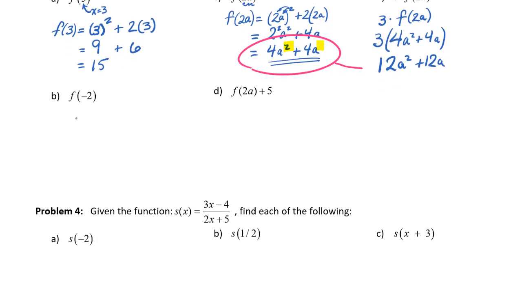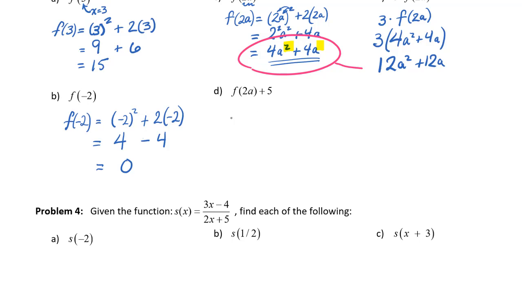For the next one, we have f of negative 2. So f of negative 2 equals negative 2 in parentheses squared plus 2 times negative 2 in parentheses. This will give me a negative 2 times a negative 2, which will be a positive 4. A positive 2 times a negative 2 will be a negative 4. And so my total answer when simplified is 0.